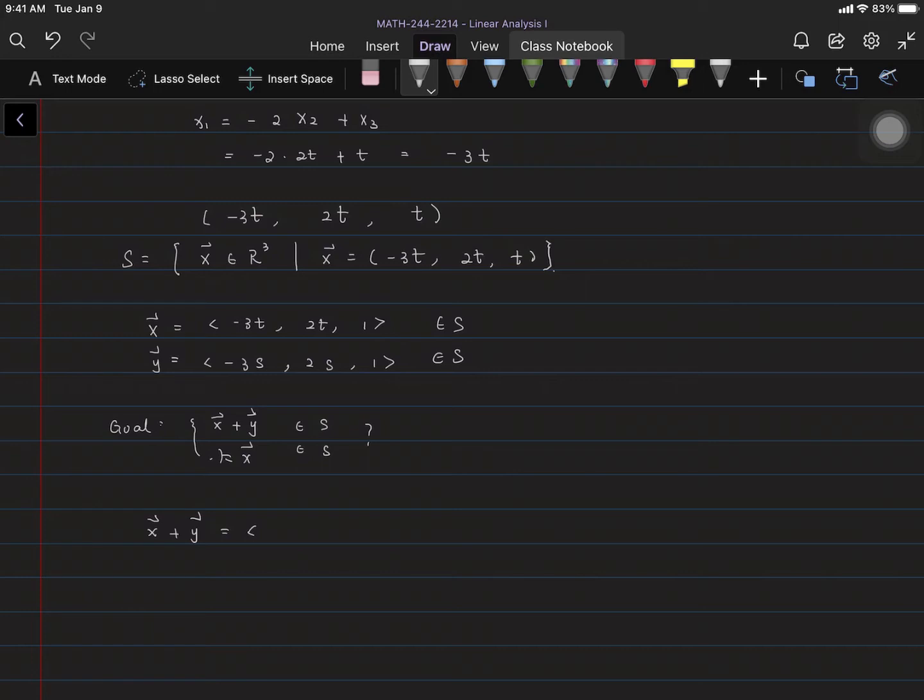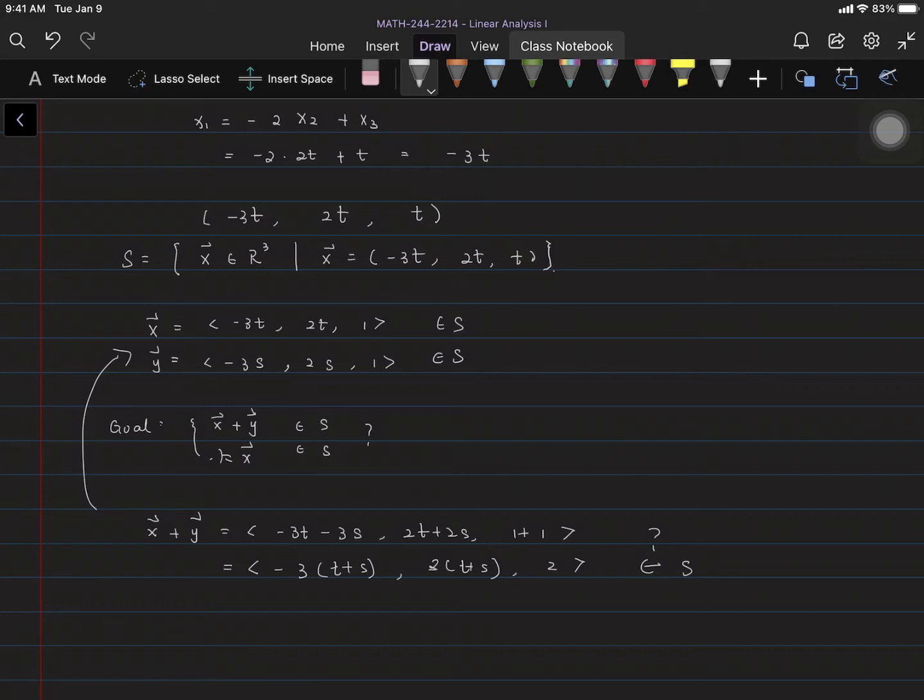If we add x and y, we add them together at corresponding exponent, right? So negative 3t minus 3s, 2t plus 2s, and 1 plus 1. Is that correct? And simplify a little bit: negative 3(t plus s), 2(t plus s), and the last component is number 2. I'm going to ask you, does this vector still belong to S or not?